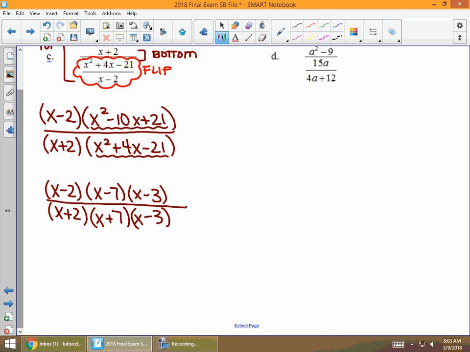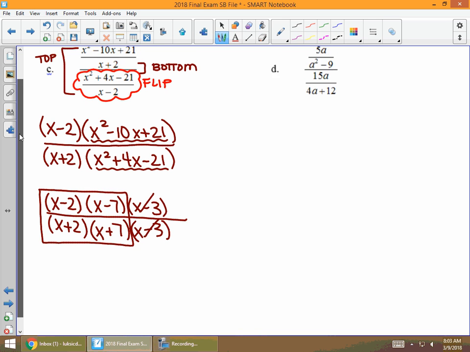So the beginning of this problem looks worse than definitely problems A and B, but it was a lot fewer steps. We can cancel our x minus 3's. Our final answer is x minus 2 times x minus 7 over x plus 2, x plus 7.